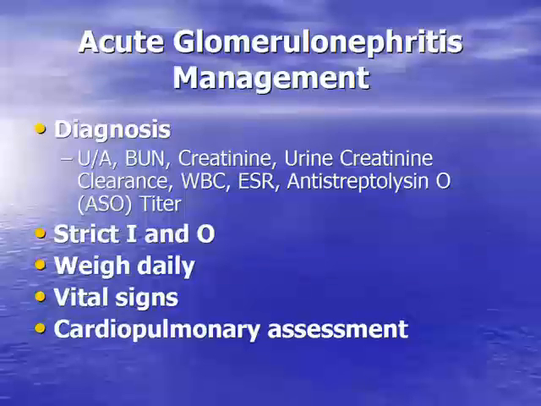The ESR, the sed rate, is used to look at the inflammatory process, and the ASO titer will determine if that patient has had a strep infection, such as strep throat, that type of thing. And the patient is maintained on strict intake and output, weighed daily, vital signs often, especially be on alert for hypertension, and the patient needs to be checked with a cardiopulmonary assessment to see if the patient is retaining fluid, putting stress on the heart and the lungs and that type of thing.